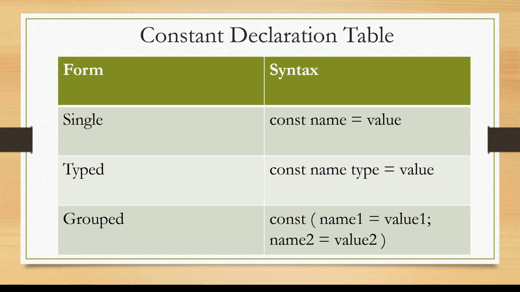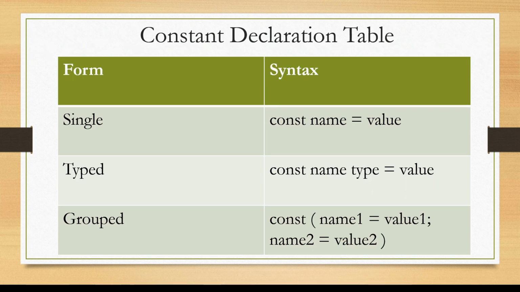Form: group. So syntax: const name1 = value, name2 = value. Now this one is very useful when you've got multiple constants to declare at once. Instead of writing them one by one, you can group them together. It keeps your code neat, especially in cases like defining a list of error codes, roles, or directions. So this is how it is useful.